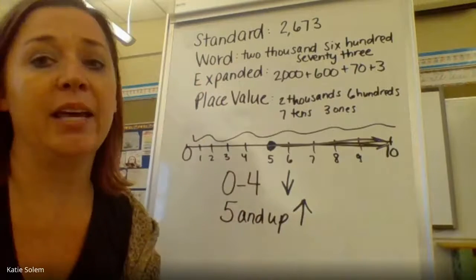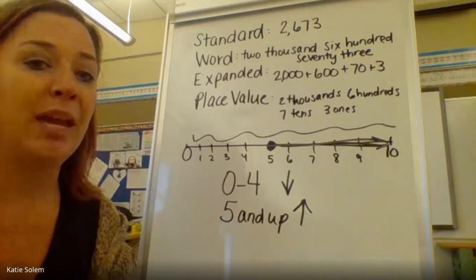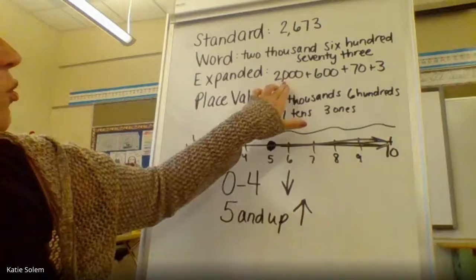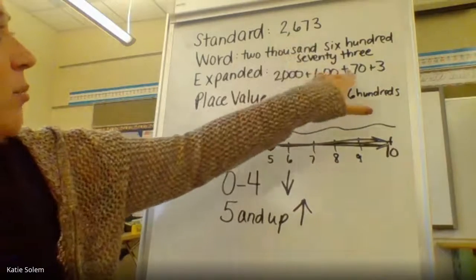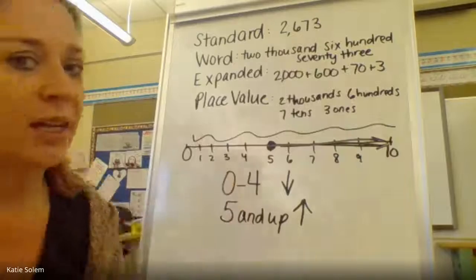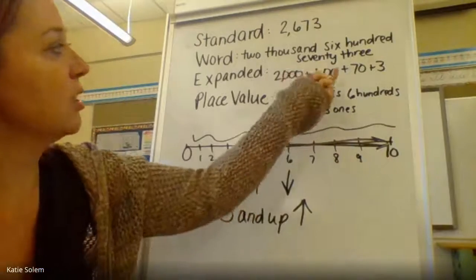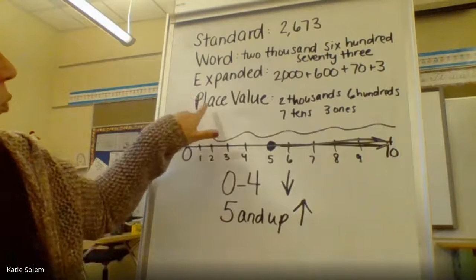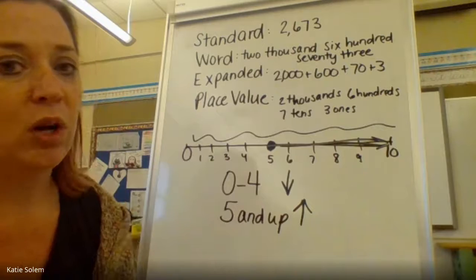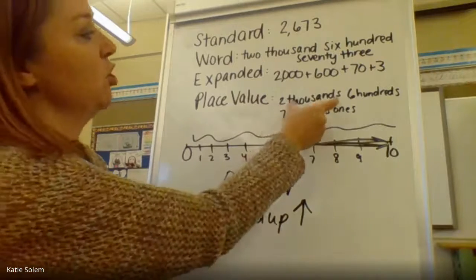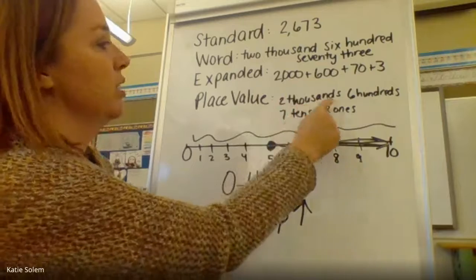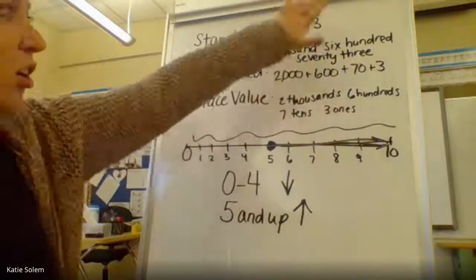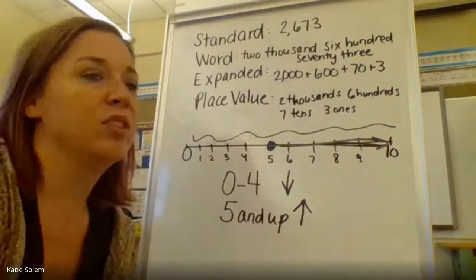One thing that we practiced last week was writing numbers in expanded form. In expanded form, we break the number apart. 2,000 plus 600 plus 70 plus 3. And it's really important to use these zeros to show the value of each of those numbers. Finally, we could write it in place value form, where it's doing the same thing as expanded form, but just using words. 2,000s, 6 hundreds, 7 tens, 3 ones. All of those are the same way of saying the number 2,673.